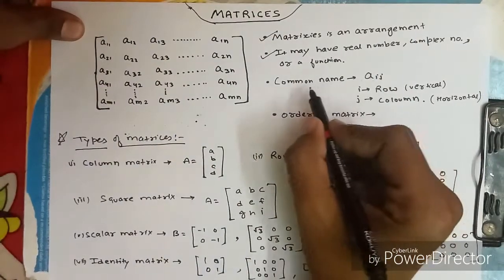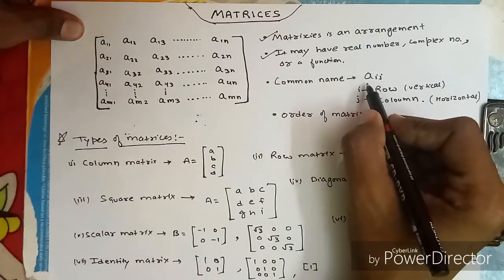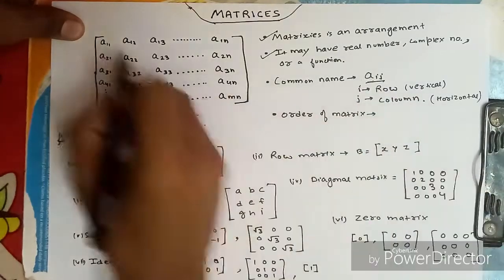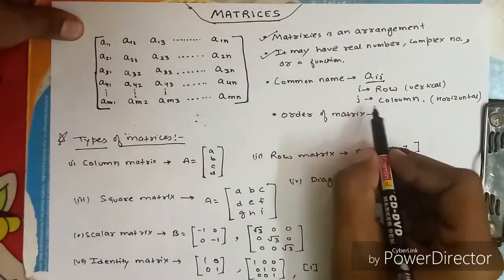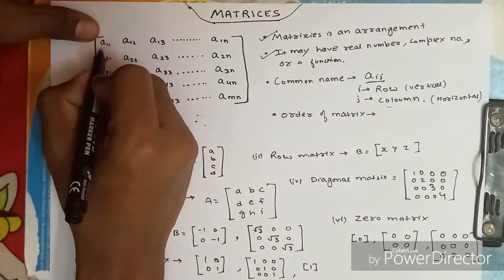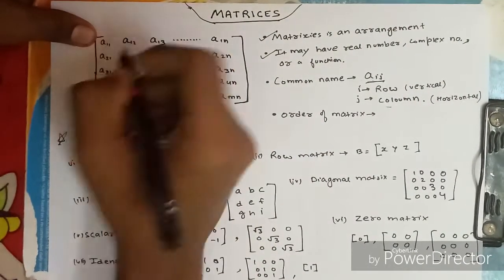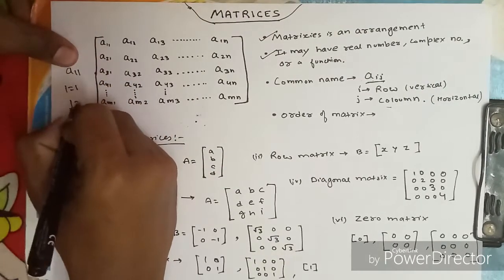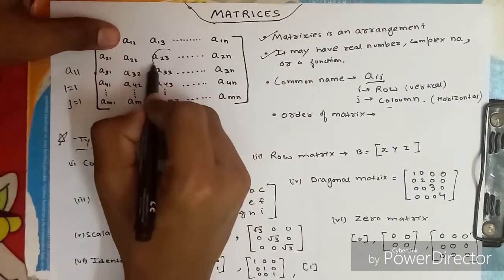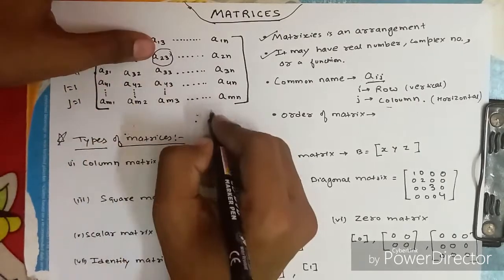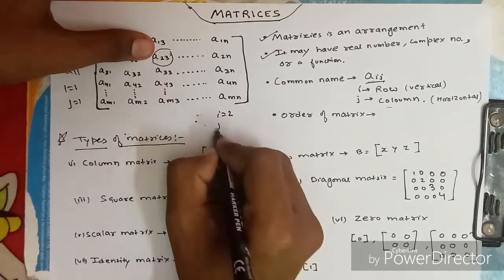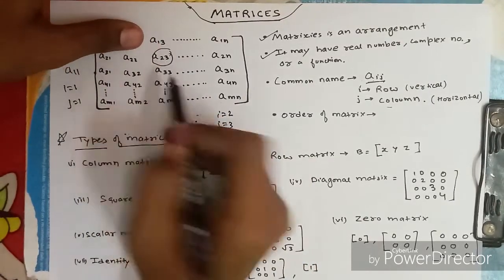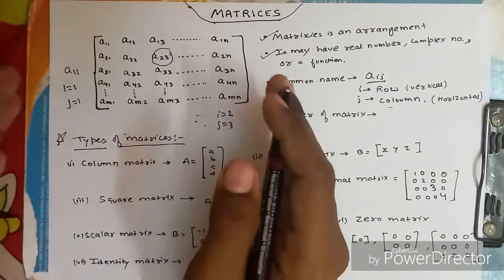Okay, so what is the common name? The common name is represented as Aij, where i is the row, that is vertical, and j is the column. So if someone says this element of the matrix, that is A11, so here i is 1 and j is also 1. If someone says this element, so here i is 2 and j is 3, means this column is 2 and row is 3. Okay, so we are very much clear about it.